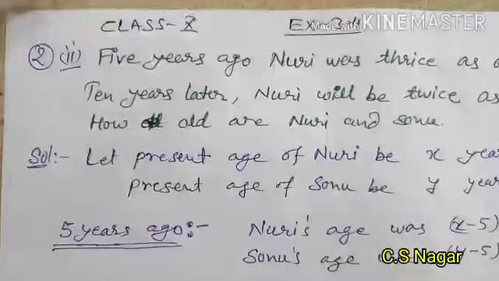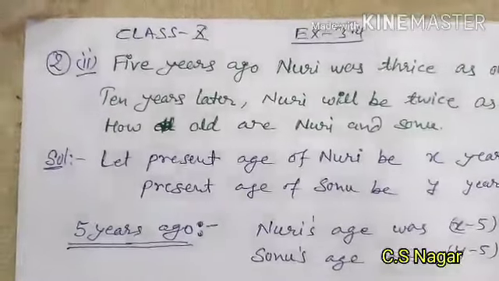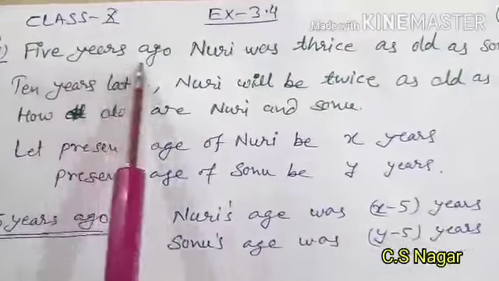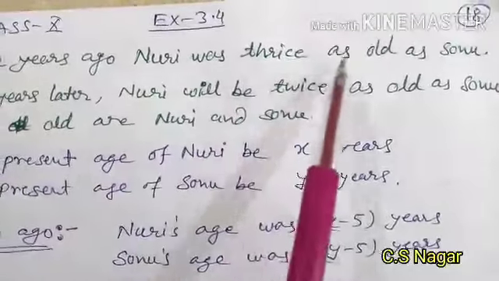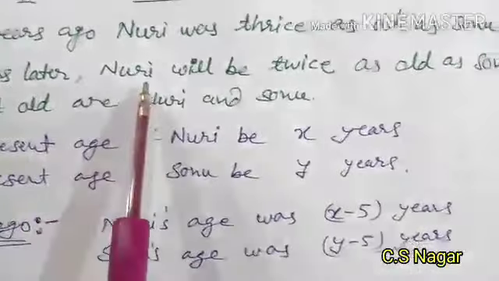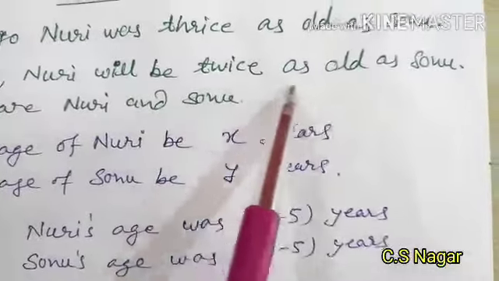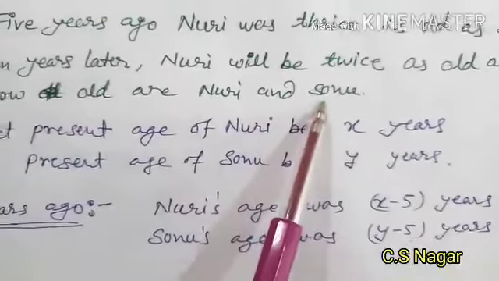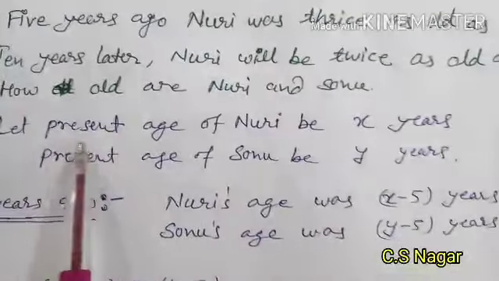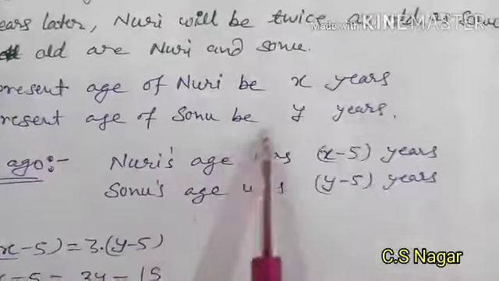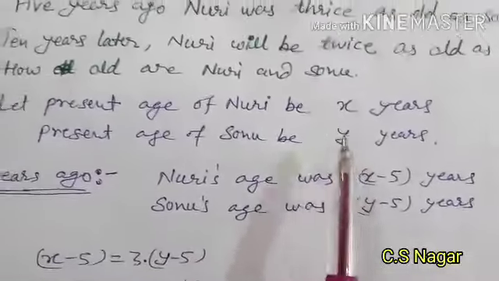Now second part of the second question. 5 years ago, Noori was thrice as old as Sonu, and 10 years later, Noori will be twice as old as Sonu. How old are Noori and Sonu? So let the age of Noori be x years and the age of Sonu be y years.